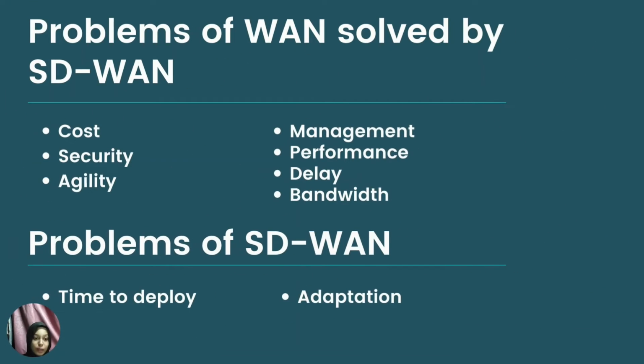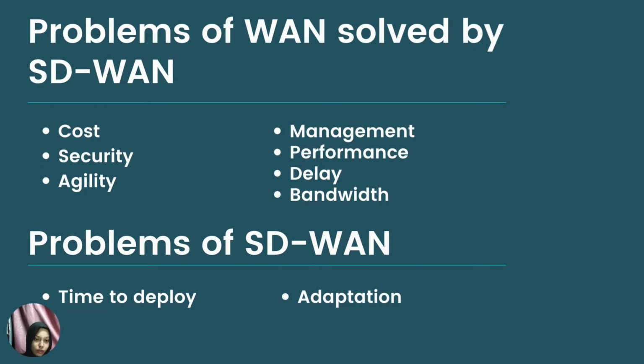Hi, my name is Nur Ain binti Muhammad Faizal, and my metric number is 142, and today I'll be continuing this presentation by presenting the problems of WAN solved by SD-WAN and also the problems that may arise once SD-WAN has been properly implemented. So the problems of WAN that have been solved by SD-WAN are cost, security, agility, management, performance, delay, and also bandwidth. As for the problems of SD-WAN that will arise once this protocol has been properly implemented, the problems are time to deploy and also adaptation.